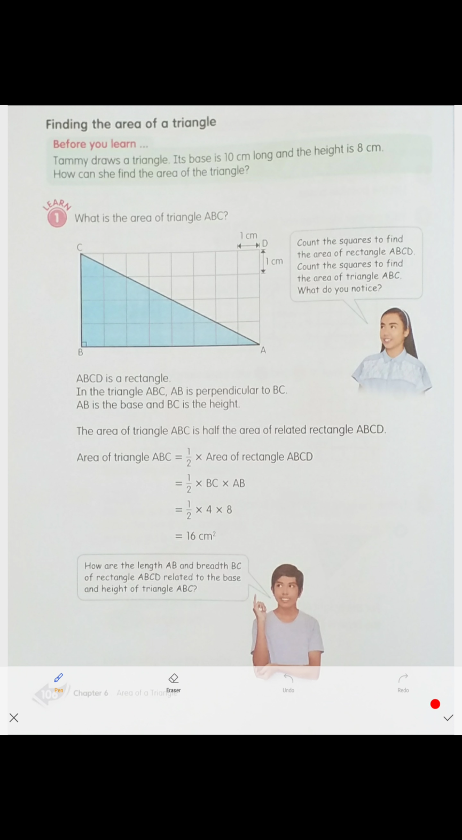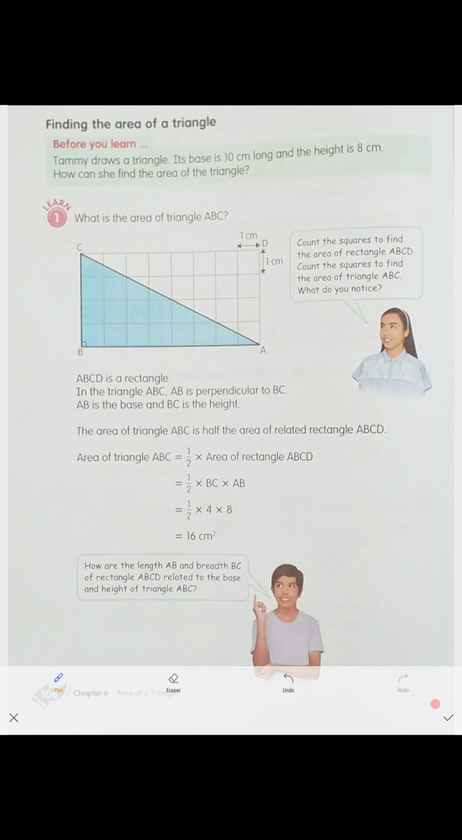Okay, next page. Finding the area of a triangle. Before you learn, Tammy draws a triangle. Its base is 10 centimeters long and the height is 8 centimeters long. How can she find the area of the triangle? This is a random question, and this is how they explain it. Read it through. From this picture you can see that the area of a triangle is the area of half of the rectangle. So what you need to do is just calculate the half.